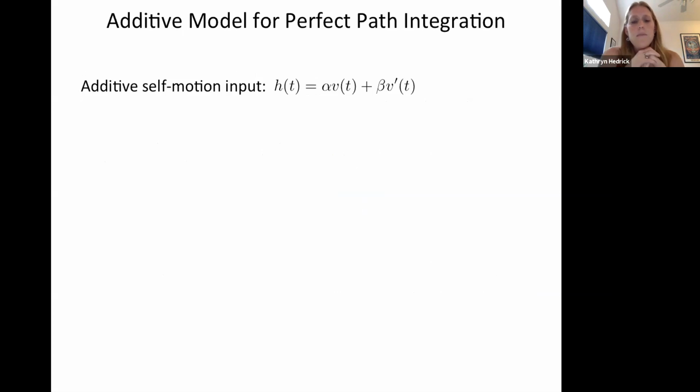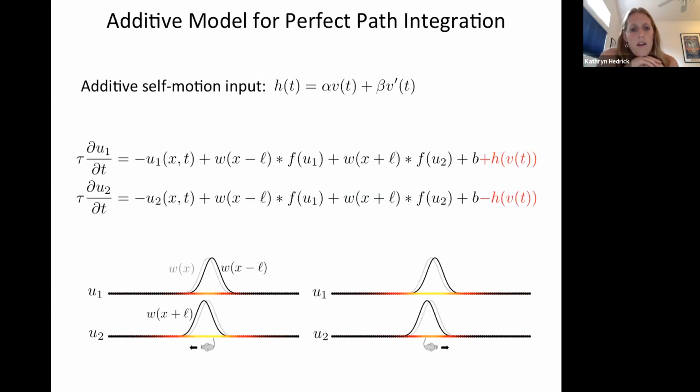So because of this, many models, particularly those that are based in numerical simulations, use an additive self-motion input of this form. So importantly, this H now does not depend on the state U. It's not possible to get path integration with an additive model if one just has one group of cells. And so what people typically do is to have two groups of cells.